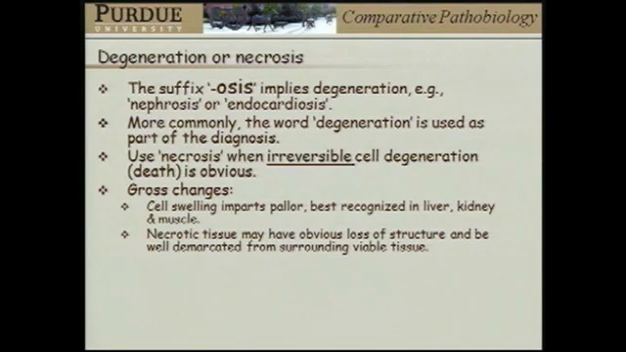The gross changes that we might expect to find that will tip us off that we are dealing with degeneration or necrosis is pallor in the tissue, and this is caused because cells as they degenerate tend to swell. They tend to accumulate things that have no color, such as water, hydropic change, and that cell swelling with accumulation of water gives tissues, especially liver, kidney, and muscle, a paler hue. We sometimes can recognize necrosis at the gross level when there's an obvious loss of structure, and especially when the tissue is very well demarcated from surrounding viable tissue.